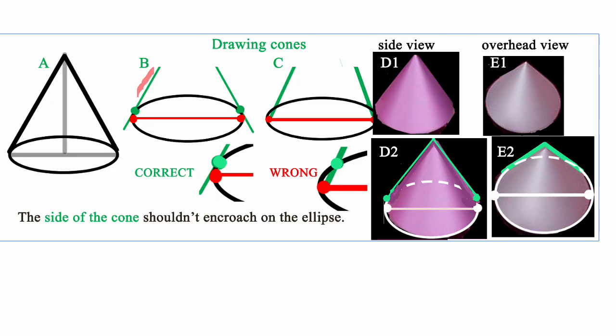The side of the cone is tangent to the ellipse, and the tangent point lies behind the major axis of the ellipse. If it went to the major axis of the ellipse, then it would enter the cone, and that would be wrong. So this is a wrong drawing. Now, when we're looking at it from the side, this tangent point is pretty close to the major axis of the ellipse. But when we're looking from an overhead view, this tangent point is very far away from the major axis of the ellipse.